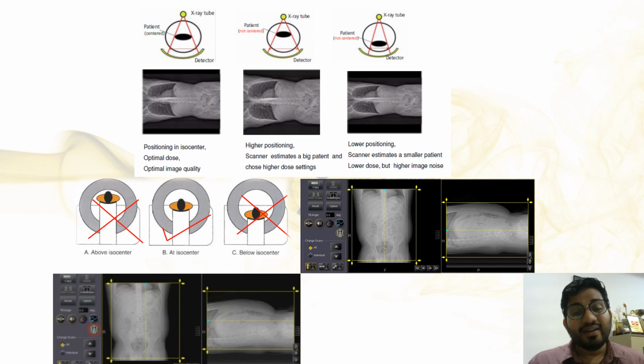In the third picture C, you can see we are keeping the patient below the isocenter. What happens? The scanner will assume that it is a thin patient. So it will give very less dose. What happens?